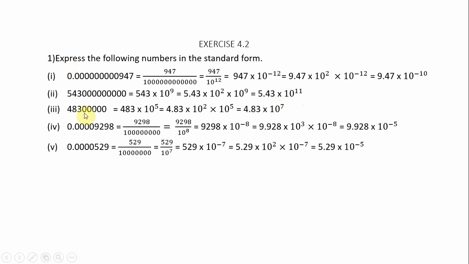Next one, how many zeros are there? Count: 1, 2, 3, 4, 5, right? So 483 into 10 to the power of 5. And here we need a decimal like this, so it is 4.83. After the digit you have two digits. So it is 10 to the power of 2 and 10 to the power of 5. 10 to the power of 2 into 10 to the power of 5 is equal to 10 to the power of 7. So 4.83 into 10 to the power of 7.